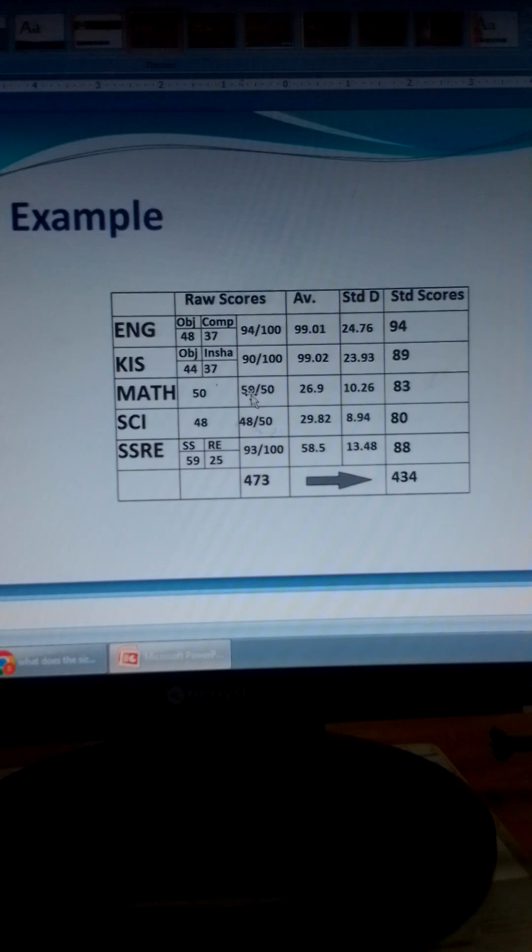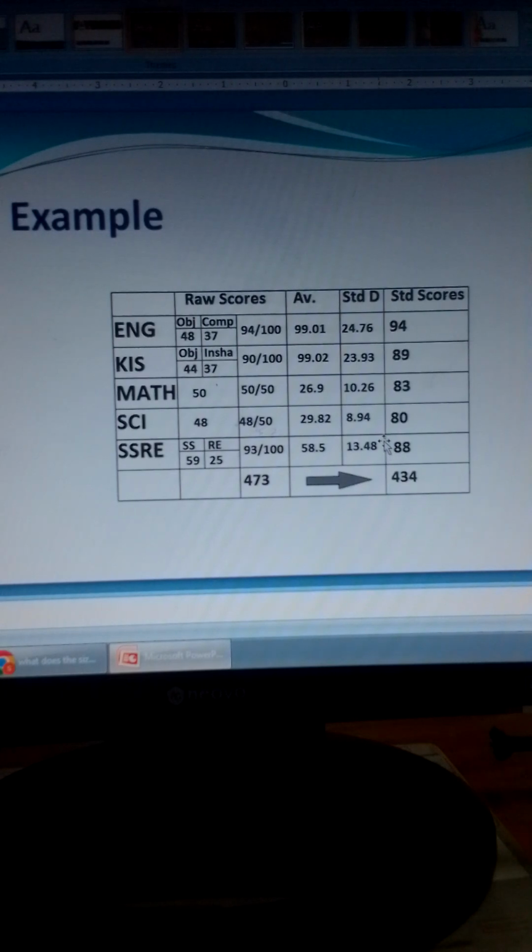Alright, so he scored 50 out of 50. In other words, he scored 100%. His raw score was 100%. But after standardization, it came to 83 out of 100. And similarly, for these other subjects, these are the standardized scores. So the raw scores gave him a total of 473 out of 500. But after standardization, he got 434 out of 500.